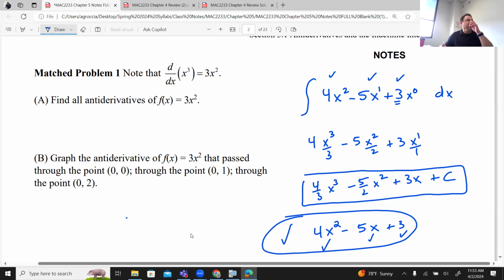So if you want to check it, you take the derivative. Why? You just did the antiderivative, so to get it back is the derivative.